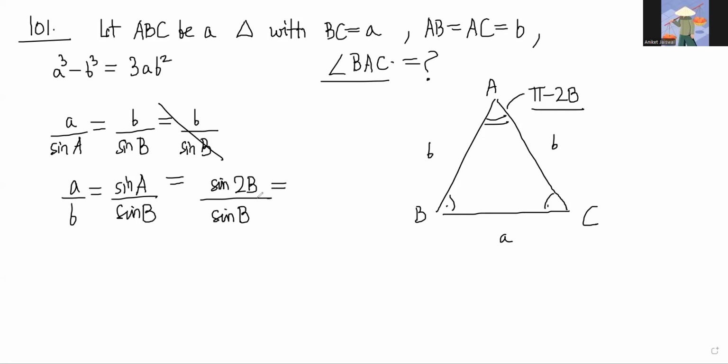Wait, 1 second. Am I making some mistake here? This is B, this is B, this is pi minus 2B. Okay. So we are getting sine A by sine B, which is sine of 180 minus 2B, which is sine 2B by sine B. So we are getting 2 cos B. A by b is coming as 2 cos B.